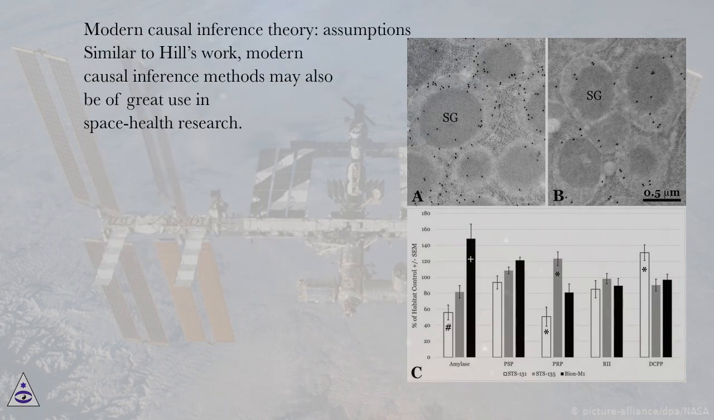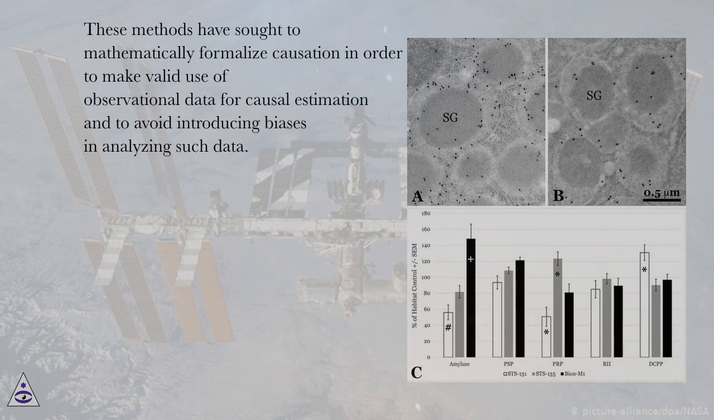Modern causal inference theory, assumptions. Similar to Hill's work, modern causal inference methods may also be of great use in space health research. These methods have sought to mathematically formalize causation in order to make valid use of observational data for causal estimation and to avoid introducing biases in analyzing such data.